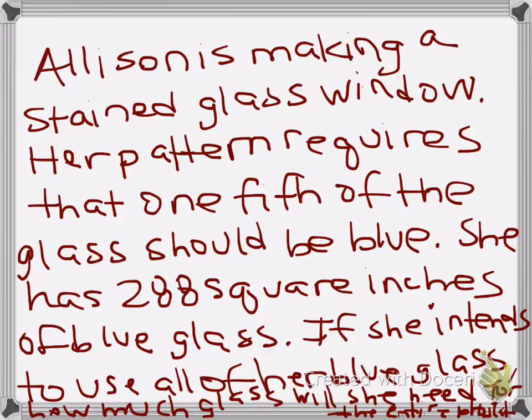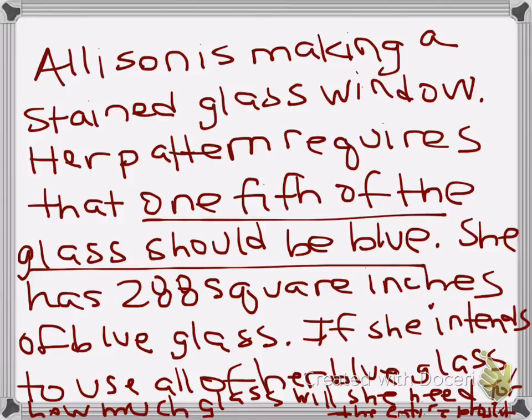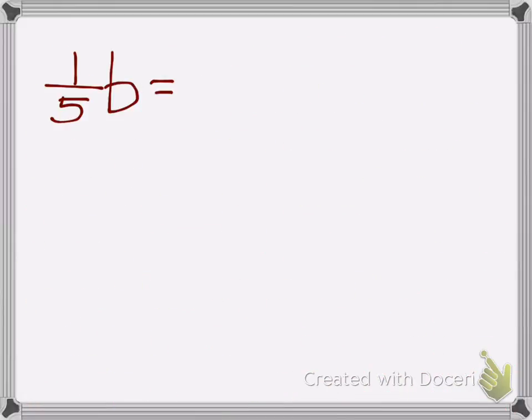So what we need to do here is make an equation. So it says 1/5 of her glass should be blue. So we would say 1/5 of her glass. We could use B for blue. So 1/5 times B has to be for the blue glass. And it says she already has 288 square inches of blue glass. So we're going to put it equal to 288.